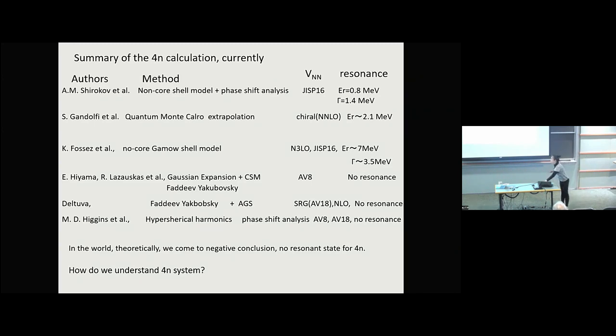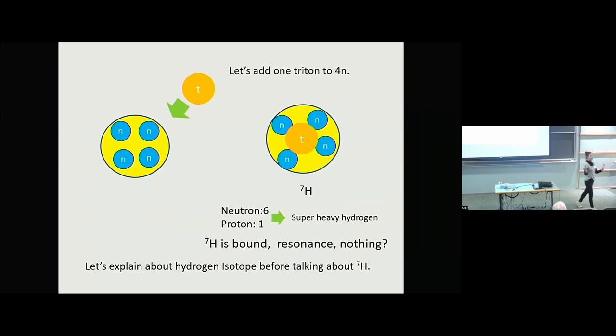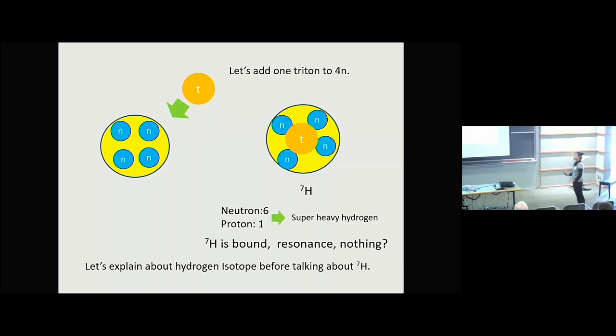So now we just changed the idea. Let's put a triton onto this tetraneutron state. That is hydrogen 7. This hydrogen 7 is composed of 6 neutrons and 1 proton, and we call this system a super heavy hydrogen. Now we have a question: is this hydrogen 7 bound, or a resonance state, or nothing? We don't know theoretically.